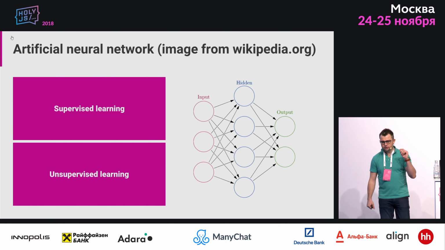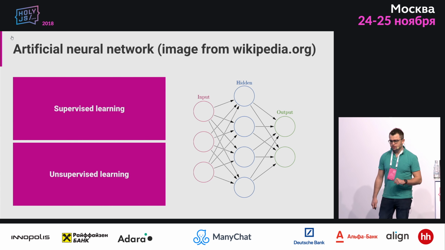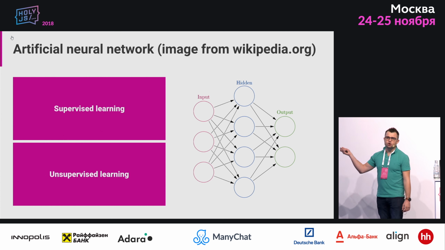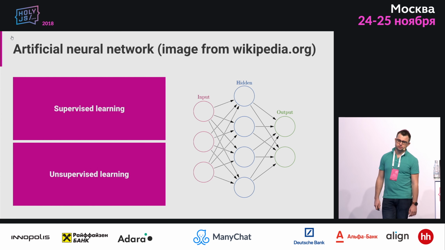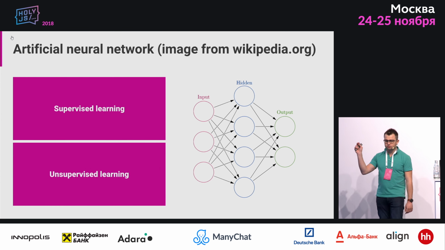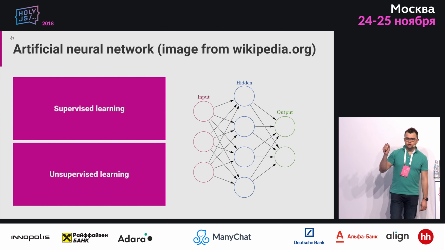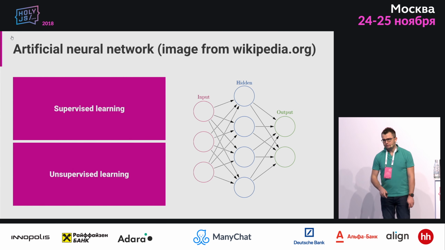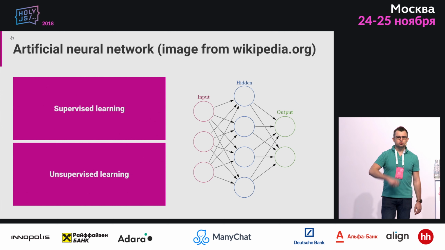The last one is the artificial neural network that can solve basically all of those problems. Supervised learning, unsupervised learning. If you use the proper neural network, you can solve basically all of those problems.